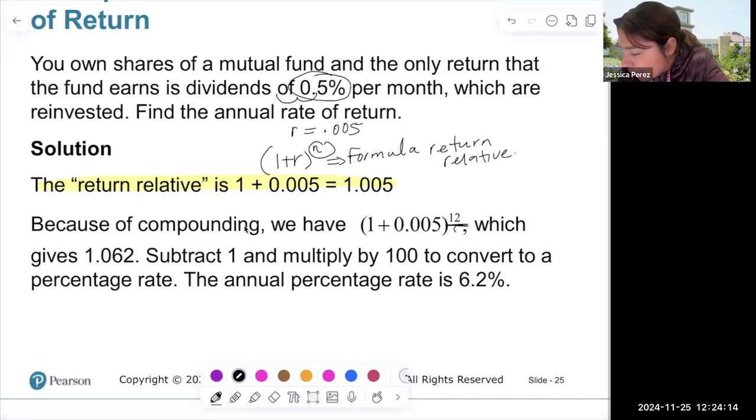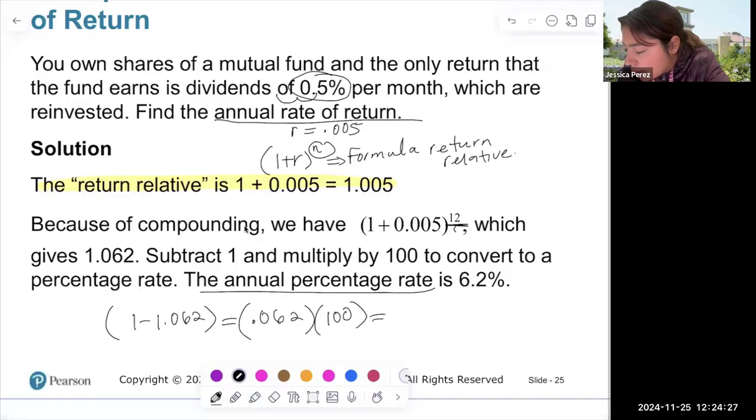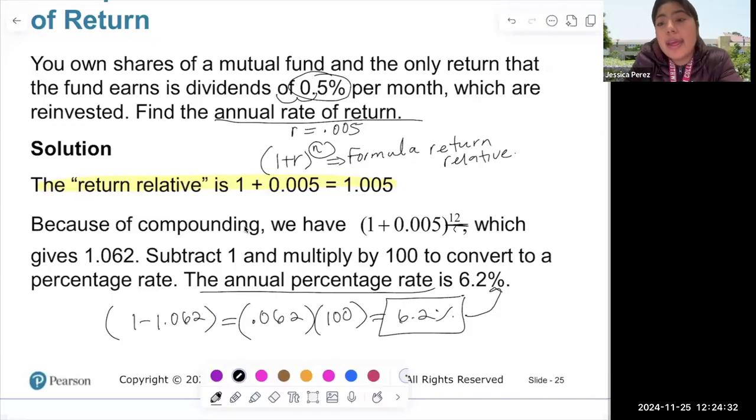Now, to find the annual percent, because that's what we're looking for, you do 1.062 minus 1. We get 0.062. We multiply that value by 100 to get the percent, which is 6.2%. So we first add it and then we subtract it. We do 1.005 raised to the 12. When we punch that in our calculator, we get 1.062. Then we take that value minus 1, because since we had added, now we have to subtract. And that gives you the percent.